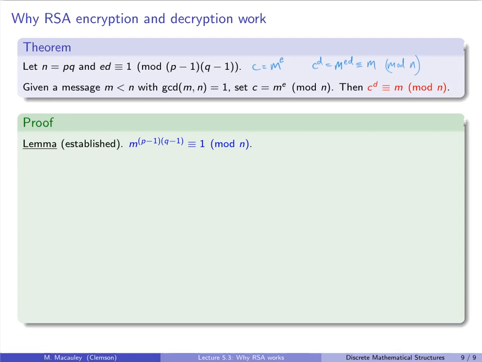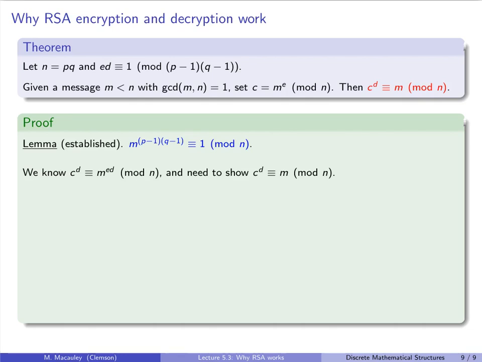So writing that down here, we need to show that m to the ed is equivalent to m mod n. And what we know, what we just proved, is that m to the (p minus 1)(q minus 1) is equivalent to 1 mod n. So somehow we're going to use this fact from the lemma to prove the claim in the theorem. And let's just remind ourselves that this is equal to C to the d, the decrypted version of the ciphertext, which is the encrypted message.